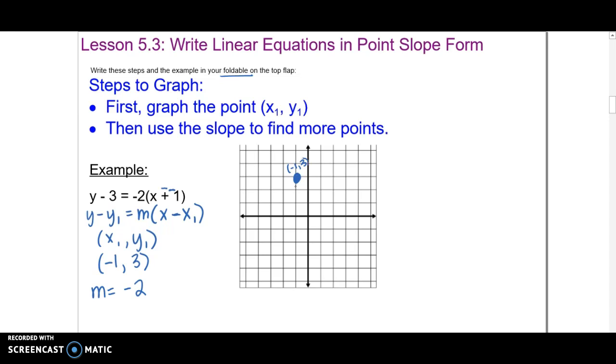And then I'm going to use my slope to find the rest of the points. Slope of negative 2, we can put over 1. So that means that we go down 2, right 1. From our point, we're going to go down 2, right 1. There's another point. We could even do it again and get a third point, down 2, right 1. And then from there, we would be able to draw a line as best as possible through them. So there is our graph.